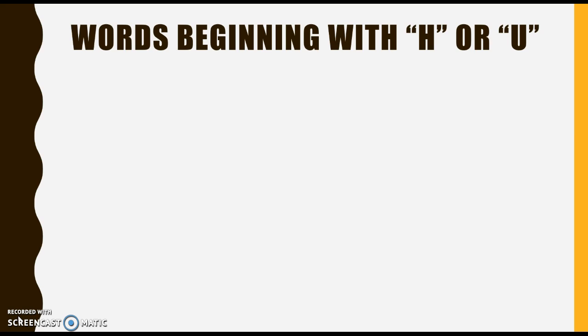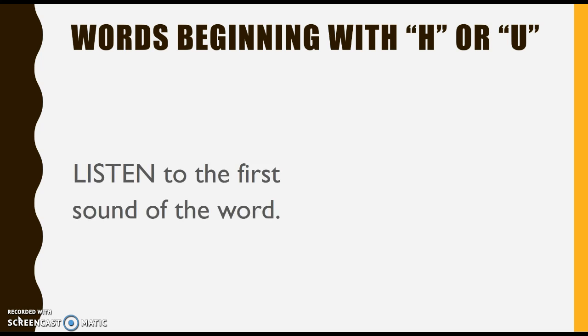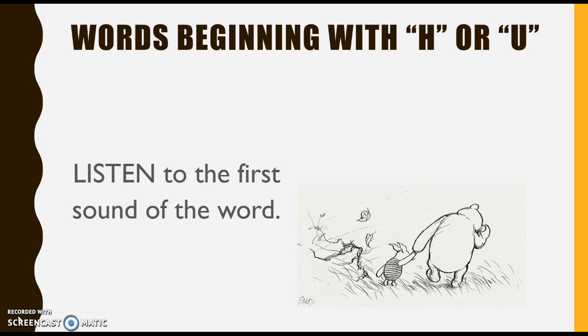Words beginning with H or U are difficult because they have different sounds. So remind students that they must listen to the first sound of the word, not just look at the letter. So again, vowel sounds will go with an, and consonant sounds will go with a. So, for instance, hour versus hat. Hour sounds like a vowel sound. So you would say an hour. Hat has a consonant sound at the beginning of the word, so you would say a hat.